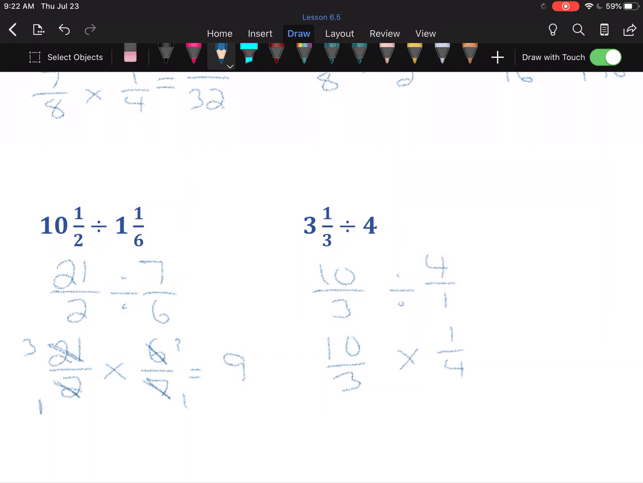Nothing, oh wait, I lie. 10 and 4 do play nice together. They both divide by 2. 4 becomes 2, 10 becomes 5. 5 times 1 is 5, 3 times 2 is 6. Our answer is 5/6.